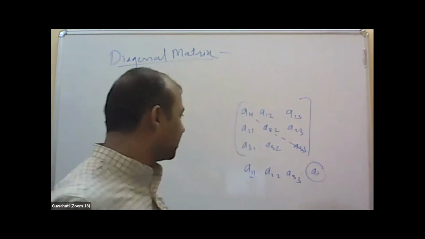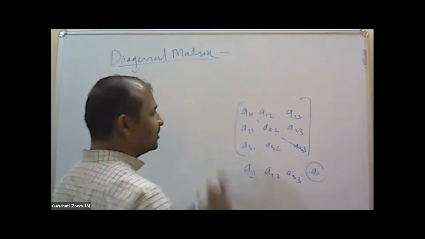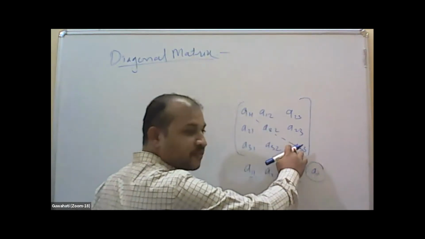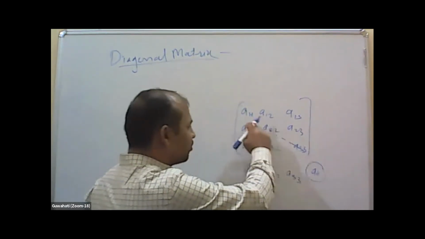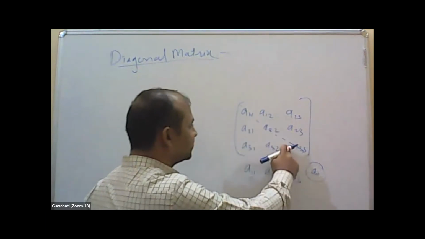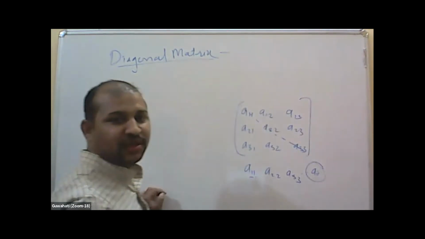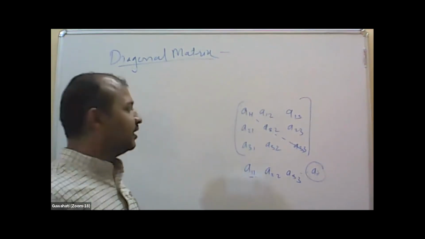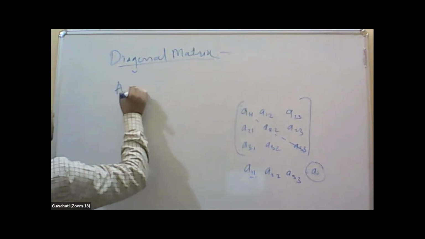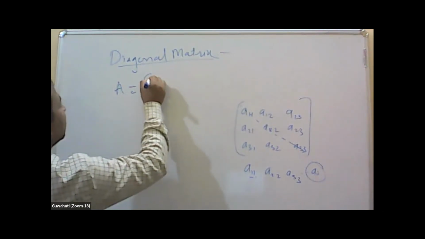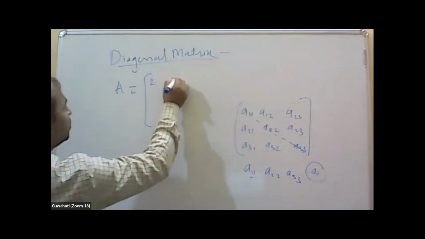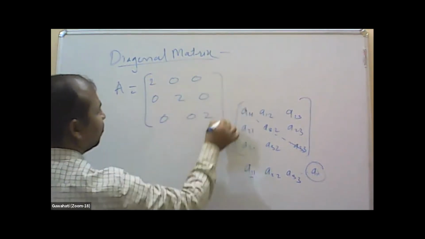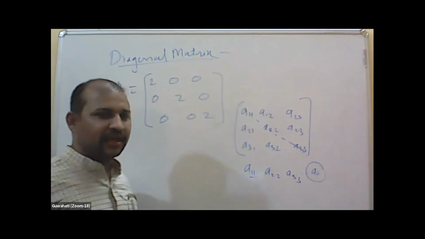It should be a square matrix. A square matrix A is said to be diagonal if all the diagonal elements should be the same, any constant, and the rest of the elements should be 0, right? For example, I can write a matrix like this: 2 0 0, 0 2 0, 0 0 2, right? This we call a diagonal matrix.